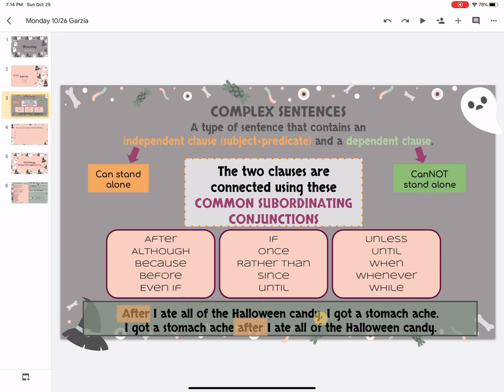Now, the other way we can connect the two is instead of putting our subordinating conjunction at the beginning, we can put it in the middle. When we put it in the middle, we don't need the help of the comma anymore. So we can take that comma out. So: I got a stomach ache after I ate all the Halloween candy. I got a stomach ache is our independent clause because it can stand alone. After I ate all the Halloween candy is dependent. It cannot stand alone. It is not a complete sentence. So those are the two ways that you use the subordinating conjunctions to combine an independent and a dependent clause to create a complex sentence.